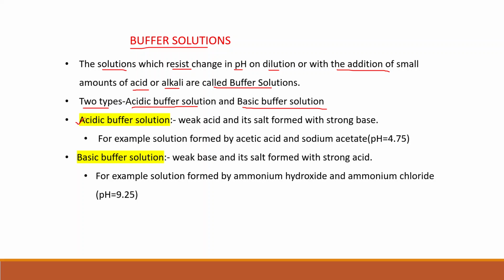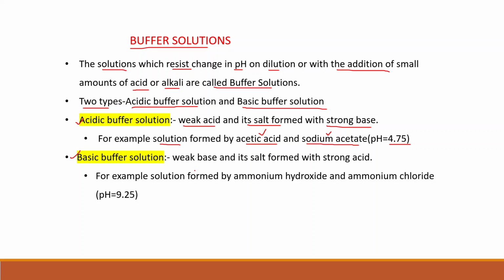First come to acidic buffer solution. This is made up of weak acid and its salt formed with a strong base. For example, the solution formed by acetic acid and sodium acetate. Its pH is 4.75. Acetic acid is a weak acid and sodium acetate is the salt of acetic acid with sodium hydroxide, which is a strong base. So we can say sodium acetate is the salt made up of strong base and weak acid.